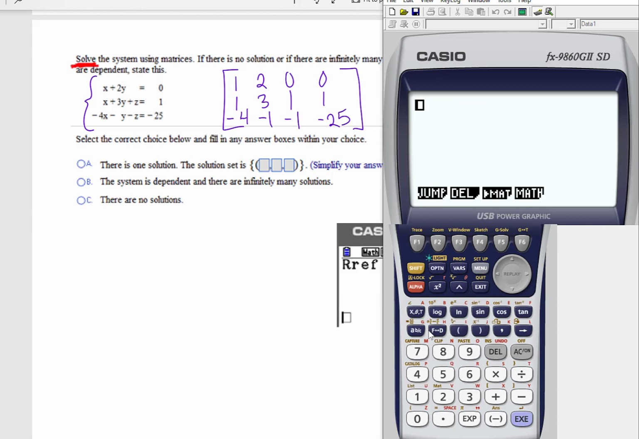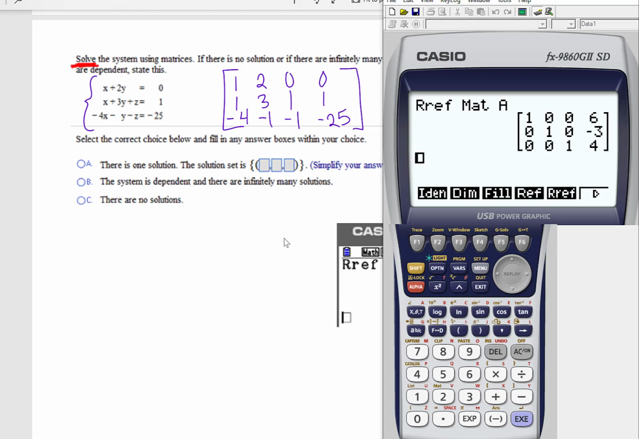So option, F2 for matrix, then F6, RF, F5, and then matrix A. So I had RF matrix A before. I could have arrowed back up there and pressed enter, and it would have given me the updated output. And there we go. So 6, -3, 4.